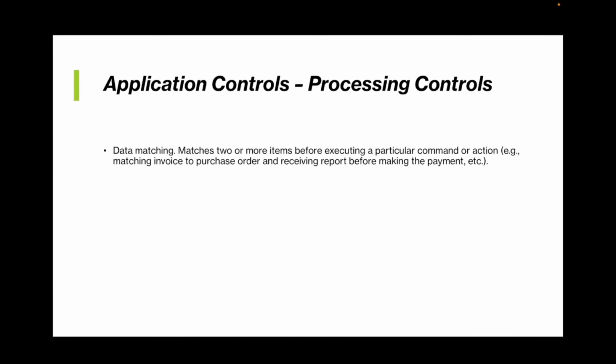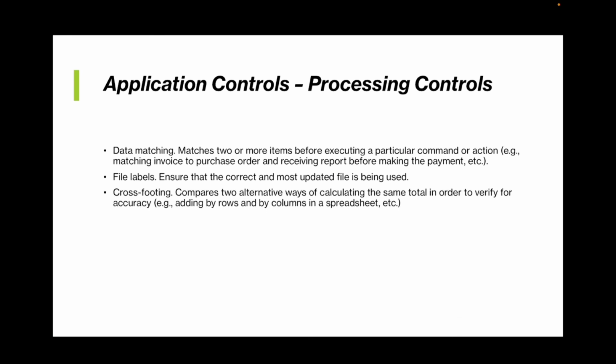So other controls include data matching. So there are two or more items before executing a particular command or action. So matching invoices to purchase order or receiving report before making a payment, etc. So parang before making a payment, may nakaset up ba ang payable, na-receive na ba yung products indicated in the invoice, etc. File labels ensure that the correct and most updated file is being used. Cross-footing compares to alternative ways of calculating the same total in order to verify for accuracy. For example, adding rows and by columns in a spreadsheet, etc.